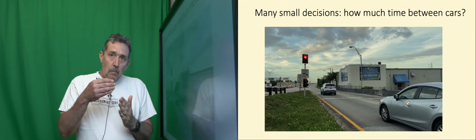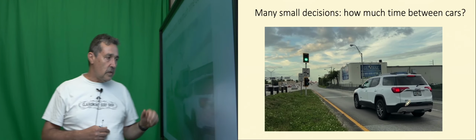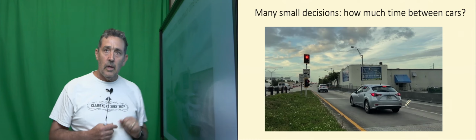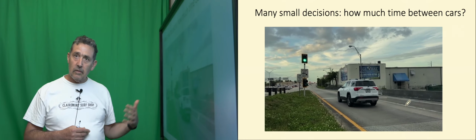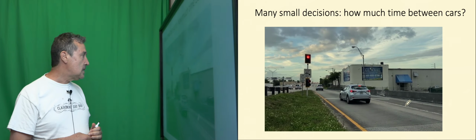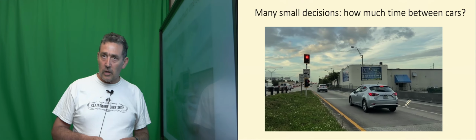So these are many small decisions that are made moment to moment to decide how much does a car have to wait before it goes, or how many cars should we let go on the highway per minute. Okay, so this is the kind of small decision that we would basically make based on the same kind of models.